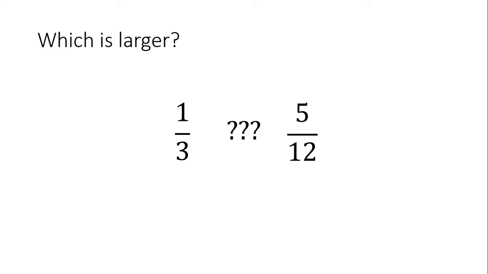If we're comparing 1/3 and 5/12, wouldn't it be nice if we could somehow change it so that they both had the same denominator? That way we could compare them easily. This is something that mathematicians do all the time. If they're having trouble solving one specific problem, they can try and turn it into a different problem. Let's see if we can change these fractions so that they both have the same denominator.